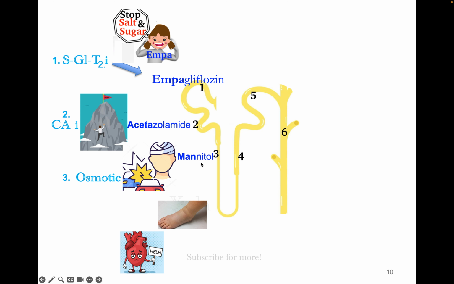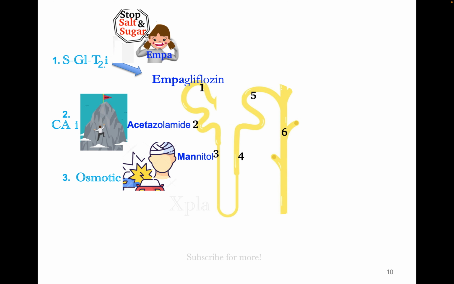Okay, now the real heroes. Next section, number 4, ascending loop of Henle working drugs, maybe Mannitol. I forgot to mention an adverse effect. Just remember one adverse effect, because it is pulling a lot of water out, it will cause dehydration in patients.